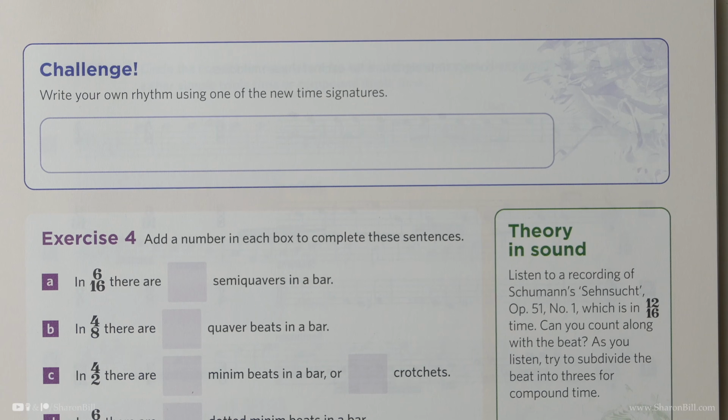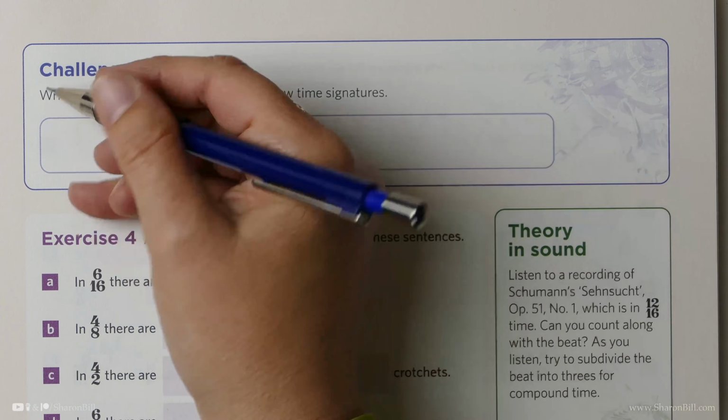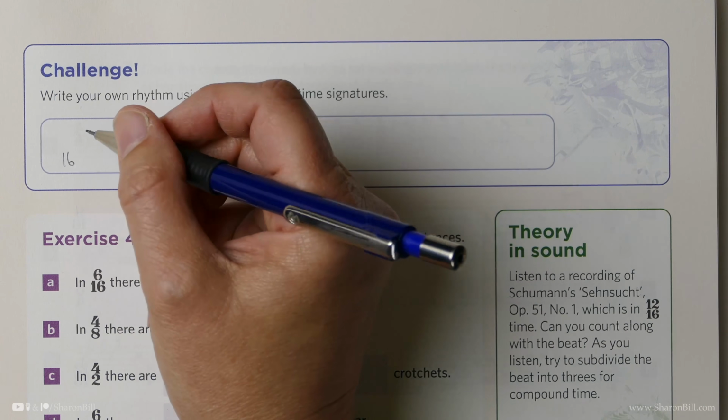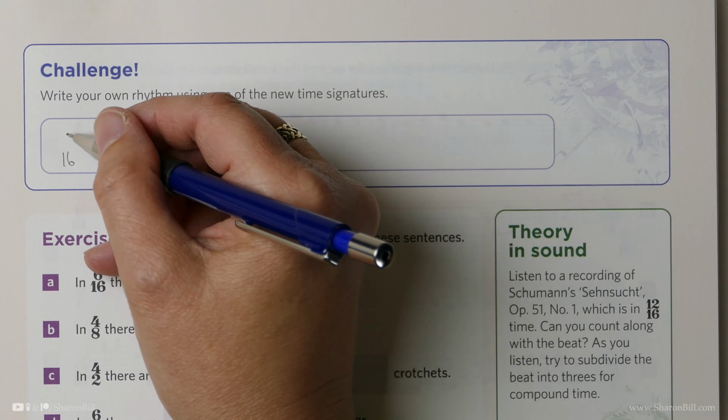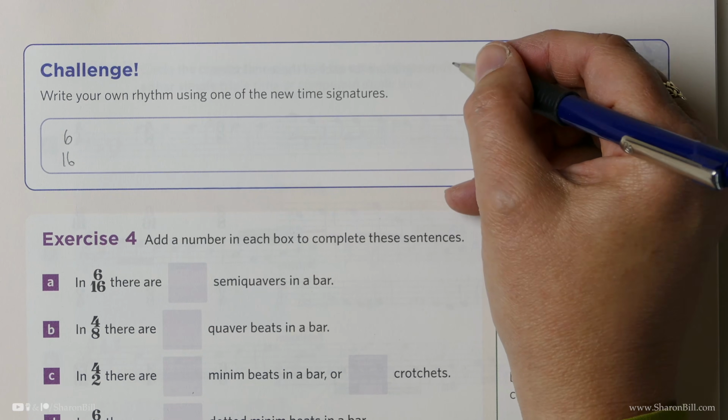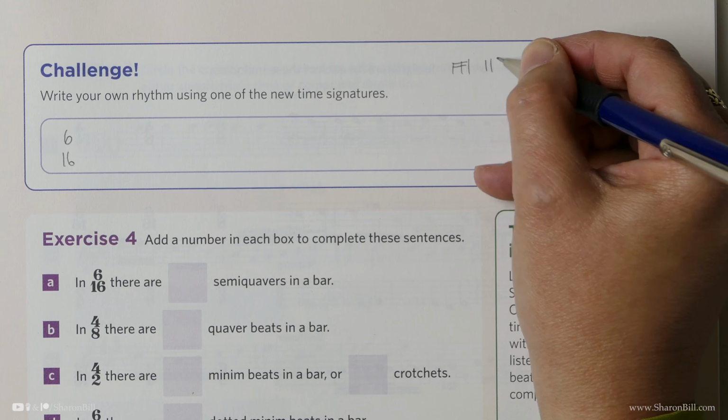Let's move on now to page 11 of the Grade 4 Discovering Music Theory workbook. We're looking at the topic of time signatures and rhythms, and here we get a challenge to write our own rhythm using one of the new time signatures. So you can choose any that you like and do go ahead and just write your own. I think I'm going to go for counting in semiquaver beats. I'll go for the compound time signature. That's duple time, so I'll go 6/16. That means we've got 1, 2, 3, 4, 5, 6.